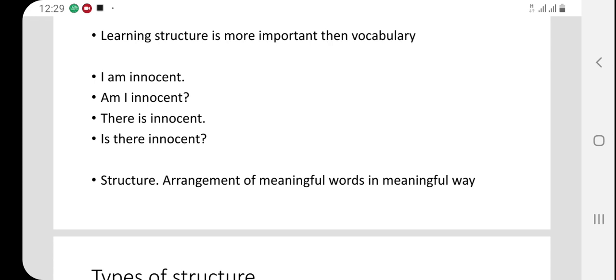The structure is changed, the meaning is also changed, but both the sentences are grammatically correct. And then there is innocent, is there innocent. So as I told you, Ahmed is here, or here is Ahmed, so there are different patterns. You can simply say direct and indirect form, the narration form, passive and active form, negatives, interrogatives, simple sentences. The simple sentences, where we start, these all are forms of the structural approach.